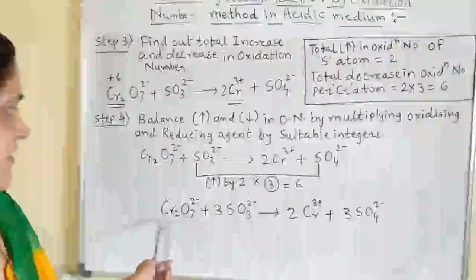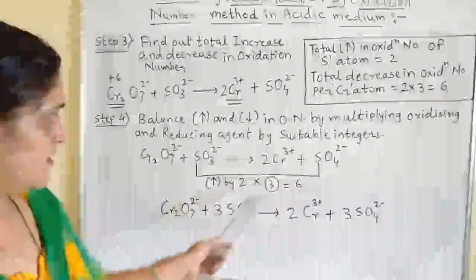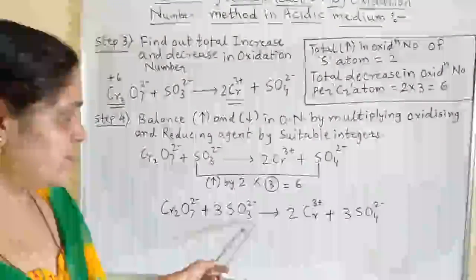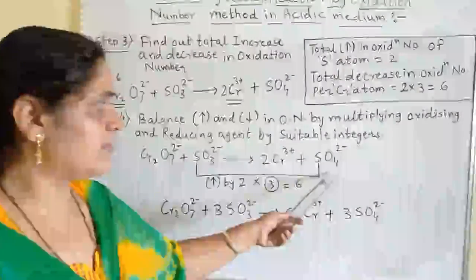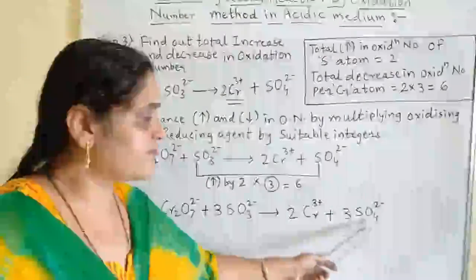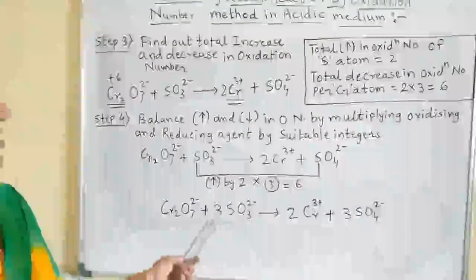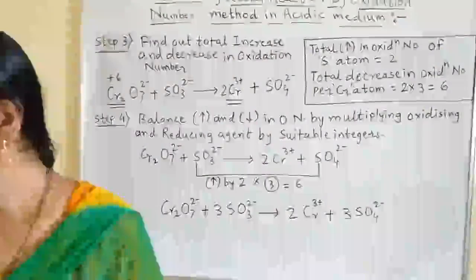And so here we get the equation Cr2O7 2 minus plus 3 multiplied with the sulfite anion, so 3SO3 2 minus, then 2 Cr3 plus as it is, and we multiply the sulfate anion by 3, so we get 3SO4 2 minus. In this way we have balanced the oxidation and reduction equation.